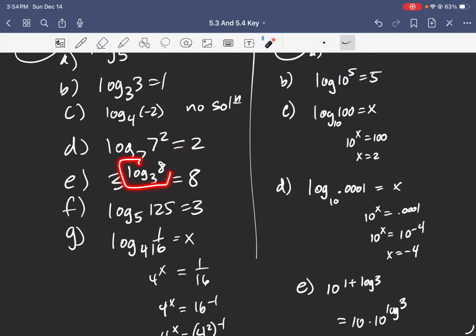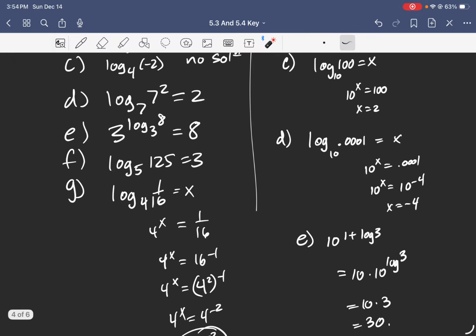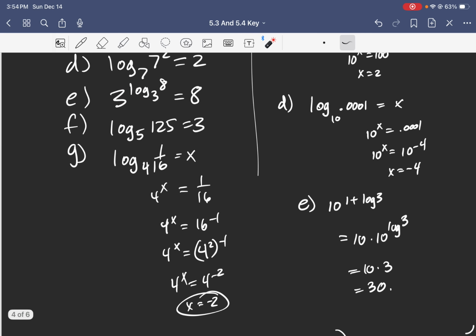3 raised to the log base 3 of 8 is 8 because that's what this does. Log base 3 of 8 is just the exponent that when you take 3 and raise it to this exponent, you get 8. So that's why it is what it is. Visually, you can maybe remember it by that exponent and log kind of cancel each other out.